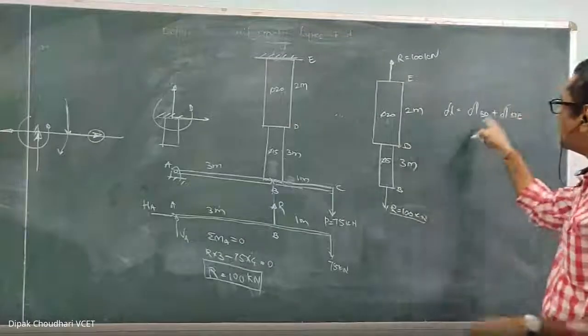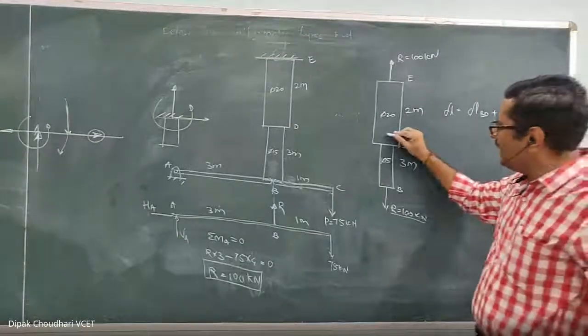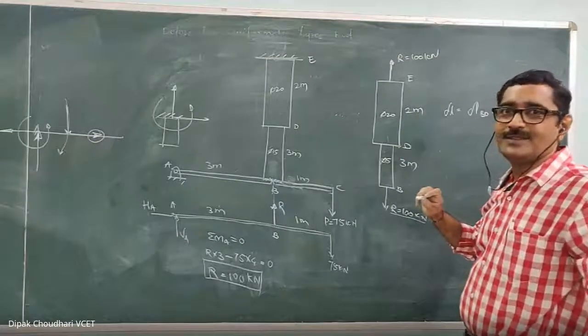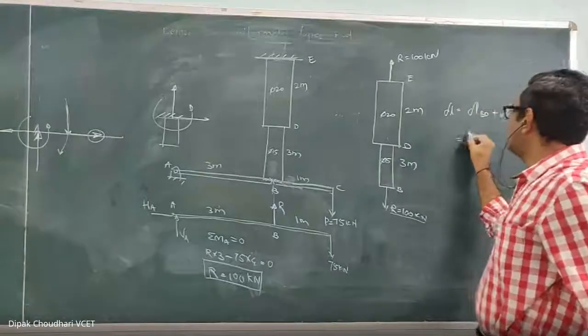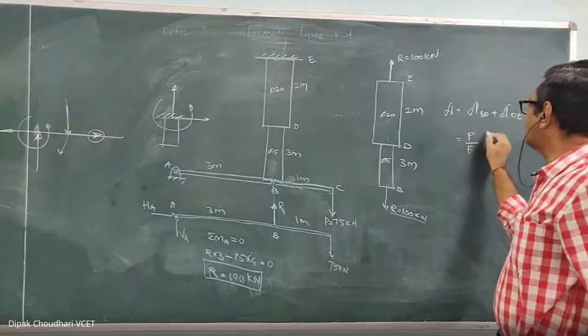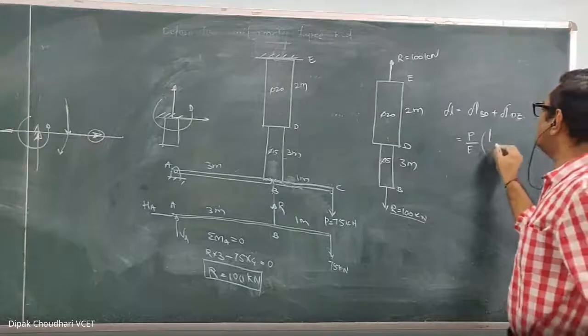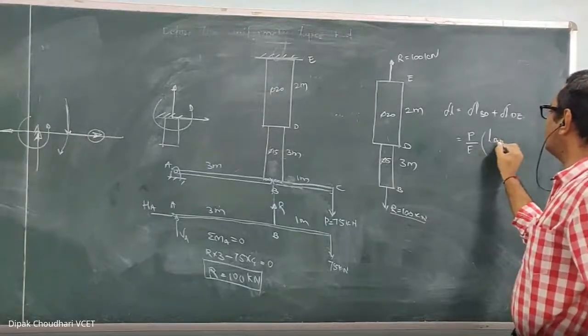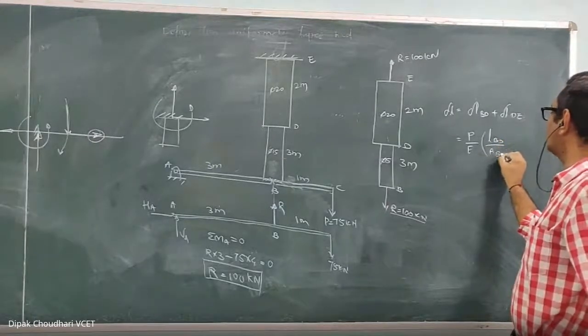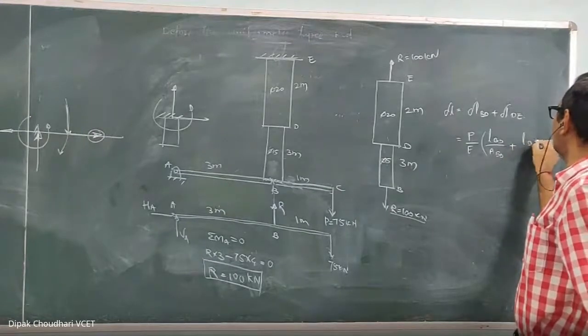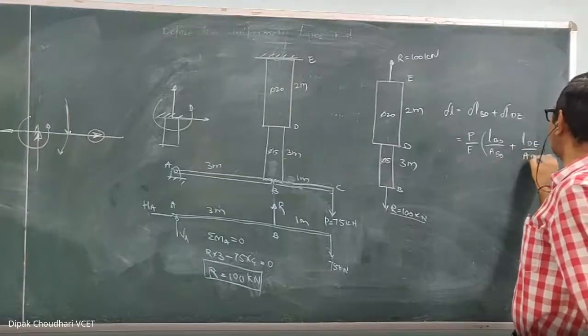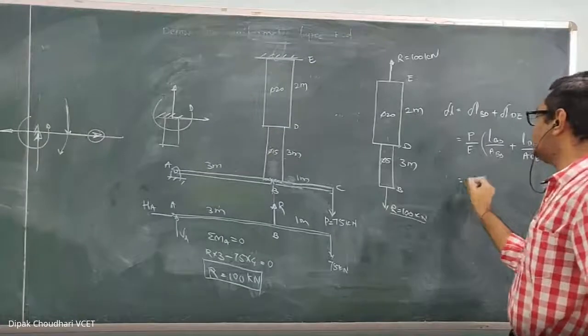Both parts are subjected to the same axial force, meaning P is same in both parts. There won't be any intermediate force P. So in this one the axial force is same, E is same. Only length of BD upon area of BD plus length of DE upon area of DE. Just substitute and get the answer, you will get delta.